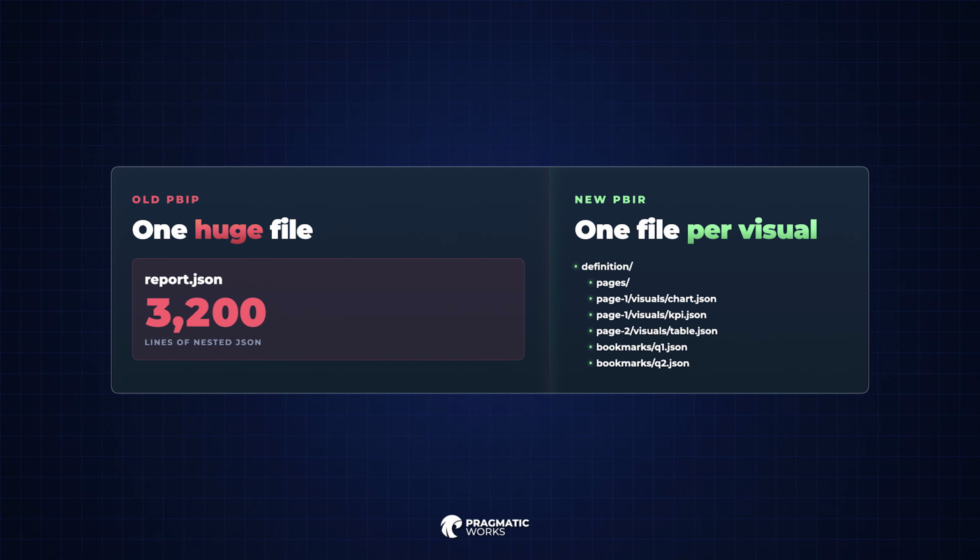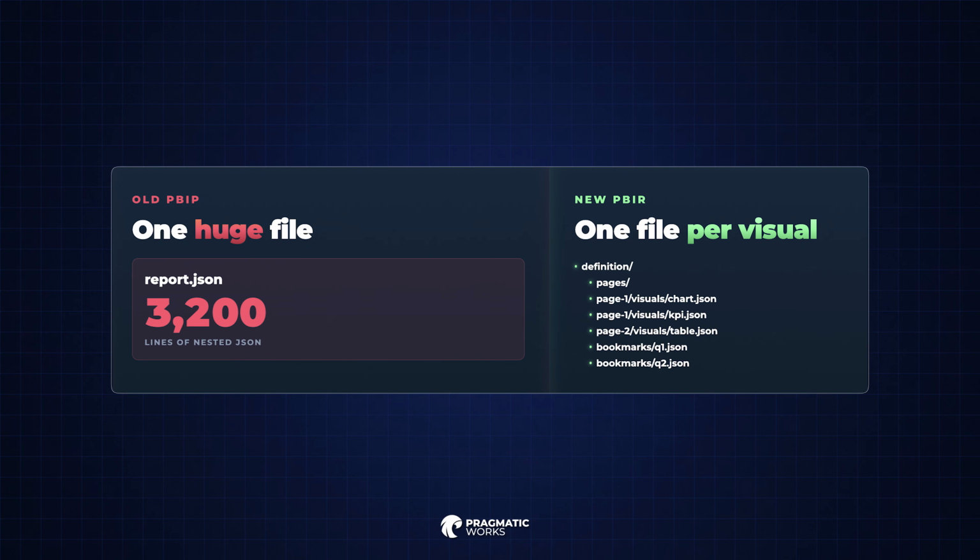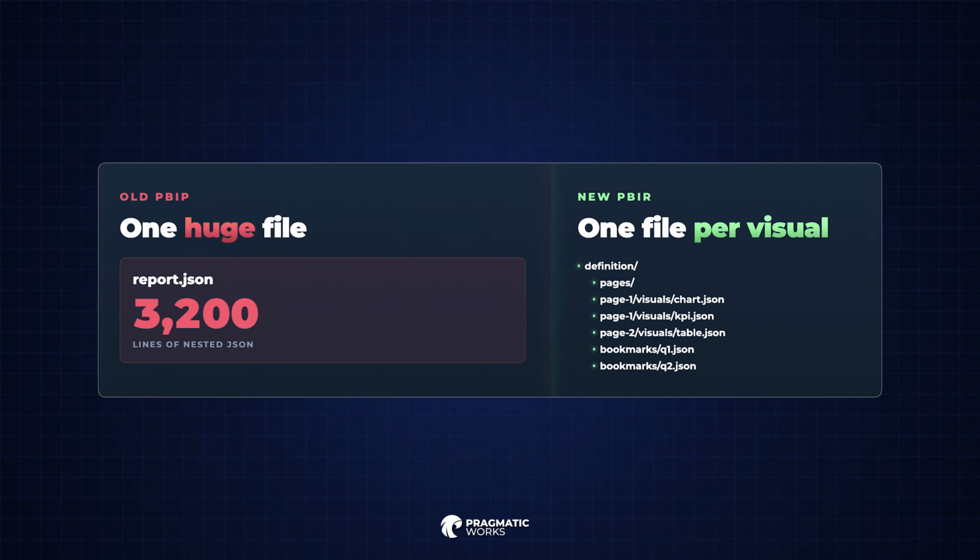PBIR is meant to fix that. Instead of one massive report file, every page gets its own folder. Every visual gets its own file. Every bookmark is stored separately. The whole report layer is exploded out, or expanded out, into a modular, organized structure, all following a publicly documented JSON schema, right? Now, when a developer moves a visual on page 3, that change shows up in one file for that visual on that page.